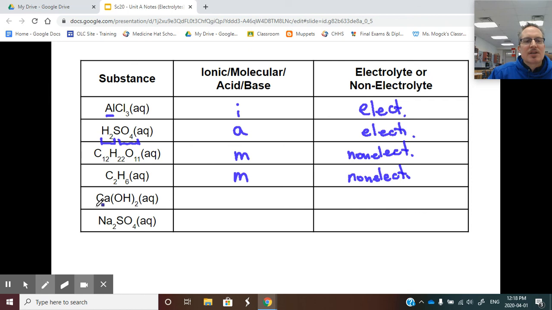CaOH, so starts with a metal, but it also ends with hydroxide. So this is a special type of ionic. This is a base. So it is also an electrolyte. And last but not least, Na, this is my metal. So sodium sulfate, this would be ionic. This is also an electrolyte.